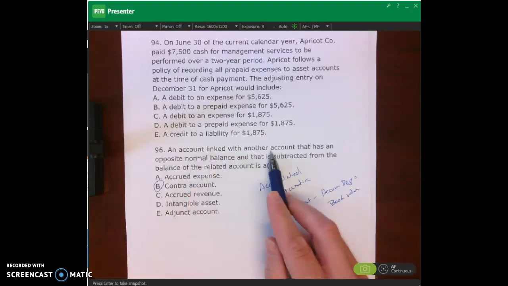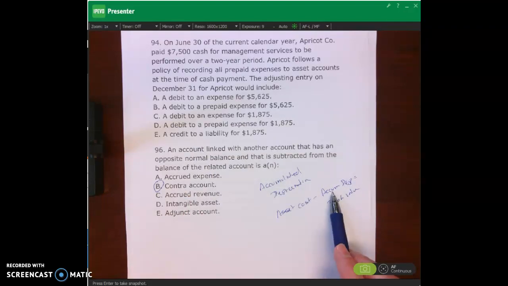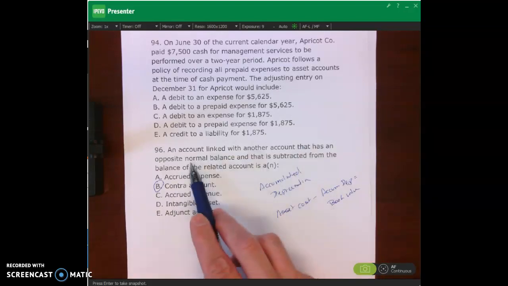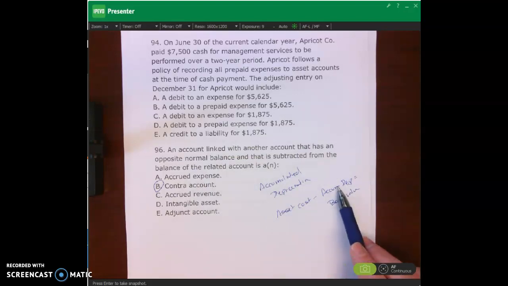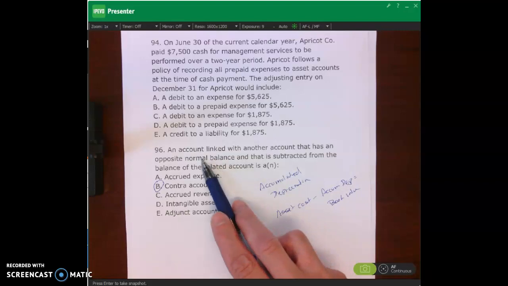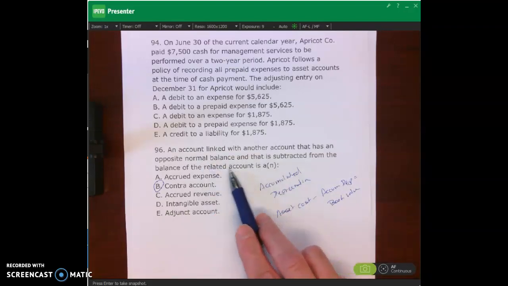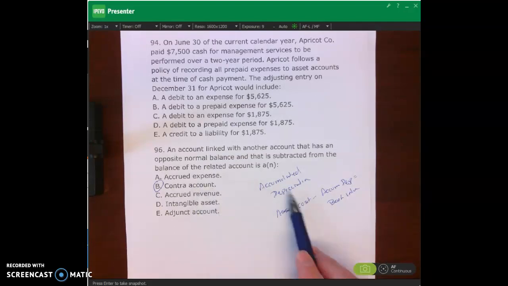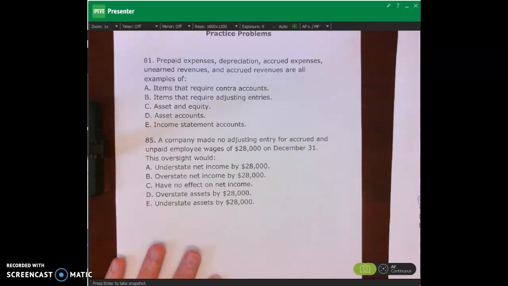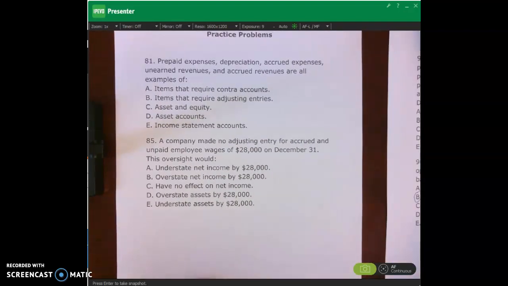So an account that is linked with another account, accumulated depreciation, machinery is linked to the asset machinery, has an opposite normal balance. What's the normal balance of the asset machinery? A debit. What's the normal balance of accumulated depreciation? It's a credit. Okay. And then it's subtracted from the balance sheet of the related account. So it's subtracted from the asset account to give us book value. That is the contra account, such as accumulated depreciation. Okay. So I want you to pause the lecture video now and do 81, 85, and 94, and then come back, and then we'll check it.